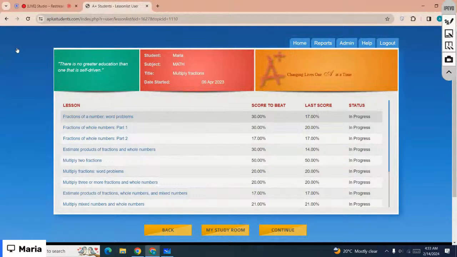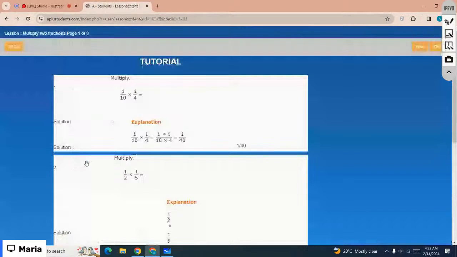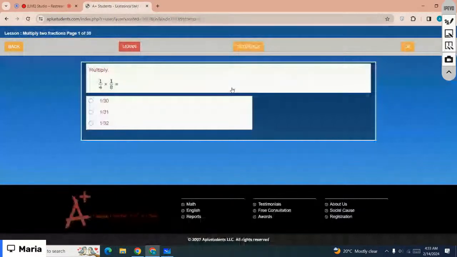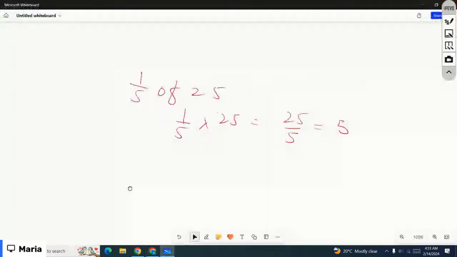Okay, the next one is multiply two fractions. Let's just start with the next lesson. Let's see how we multiply two fractions, right? Let's just start with the test questions. 1 by 4 times 1 over 8. Now you are given two fractions. You have to multiply 1 by 4 times 1 over 8.